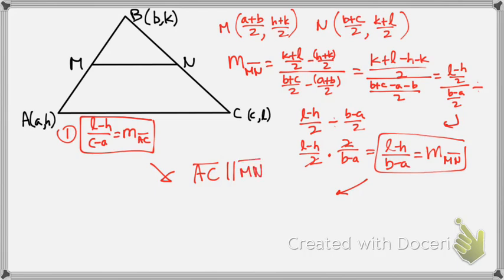If you need more, watch the video again. The next video is going to show the proof of the mid-segment being half the length of the third side, so the mid-segment MN being 1/2 the length of AC. Alright, watch the next video.